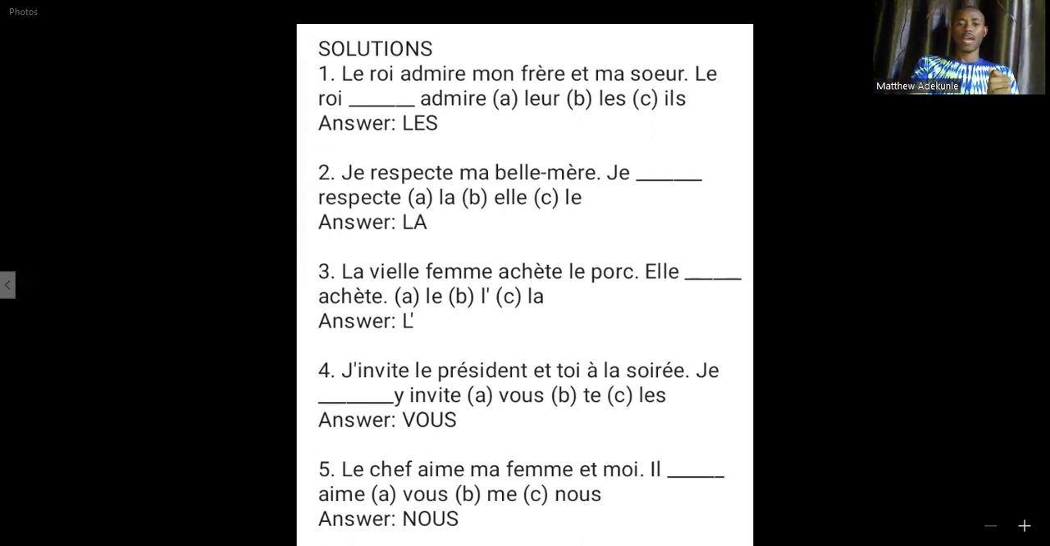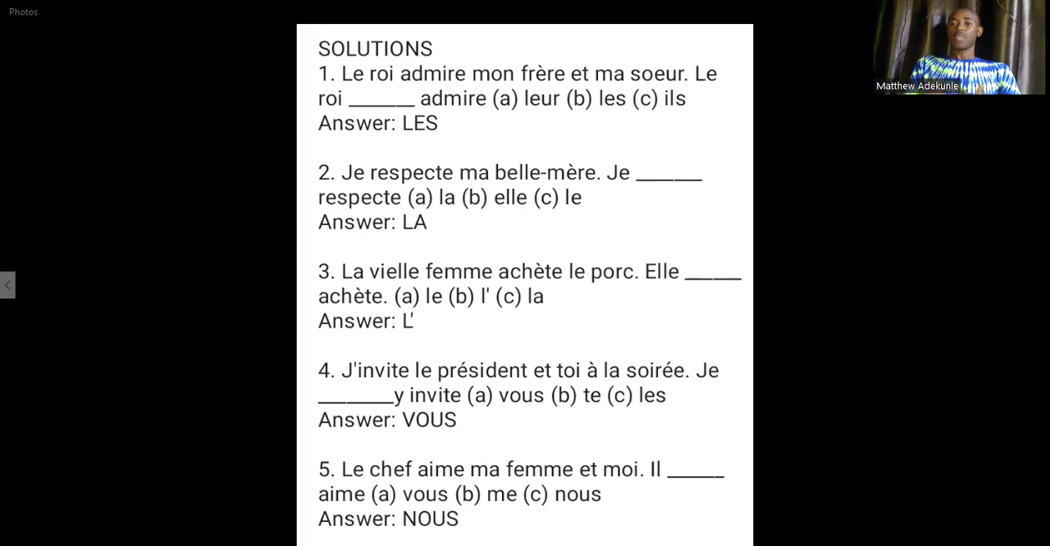And we have the fifth one there: "Le chef aime ma femme et moi." That means the chief, or the boss, loves my wife and me, because here we cannot say the chief loves my wife and I. No, because "I" is a subject and the chief is the subject in this sentence. So my wife and me is the best, because "me" is the object here. So the chief loves my wife and me.